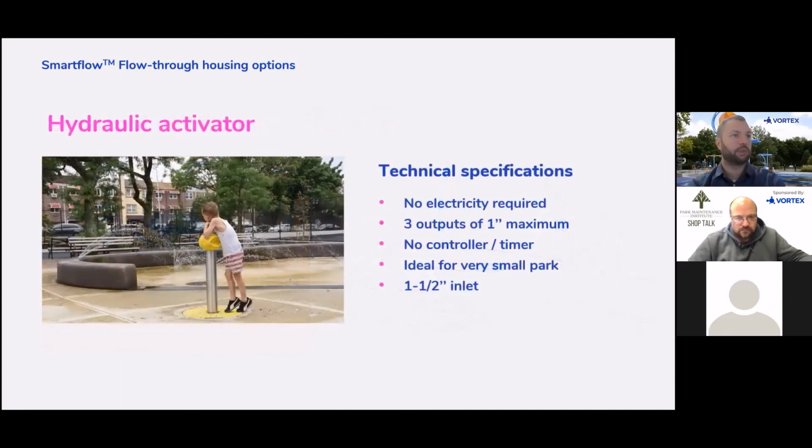And our hydraulic activator. Typically, our activator does have low voltage wiring running to it, but in this case, with our hydraulic activator, there's no electricity required. It's for very, very small, very simple splash pads that have only 3 outputs and a 1-inch maximum supply line. There's no controller, there's no timer. It's very ideal for a small park, or again, something like a cooling station in a commercial venue.